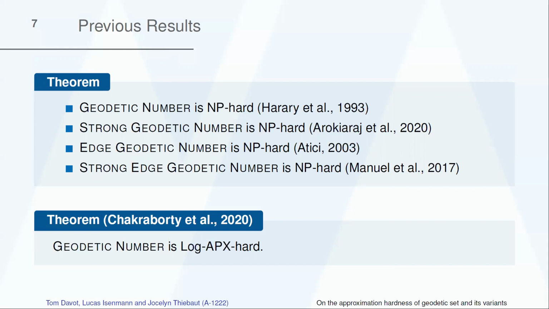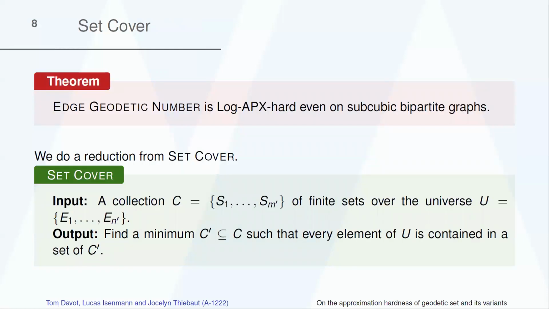Another result I want to mention is that geodetic number is LOG-APX-hard. And I want to mention it because one of our results is to prove that edge geodetic number is also LOG-APX-hard, even on subcubic bipartite graphs. And to do so, we do a reduction from set cover.